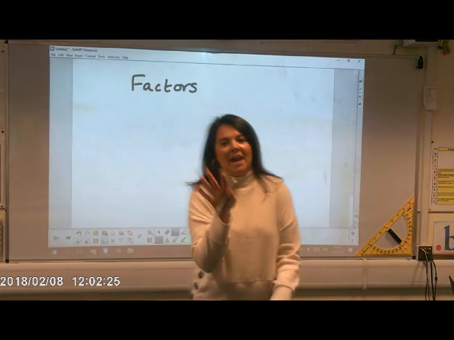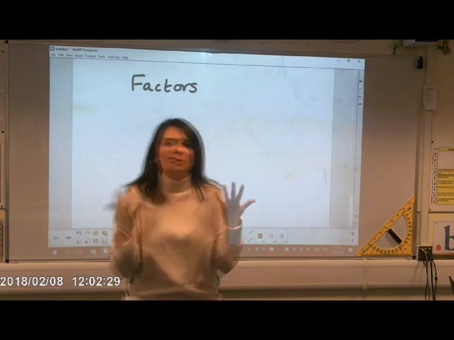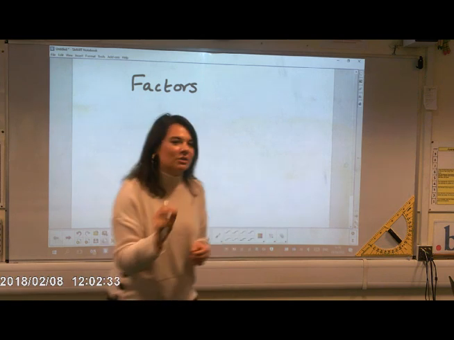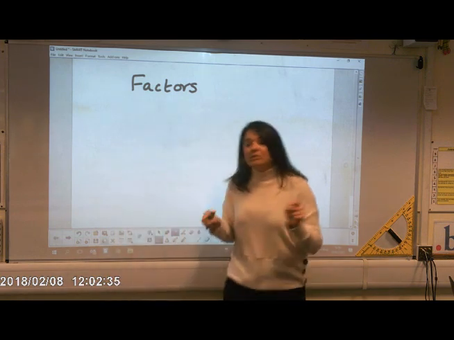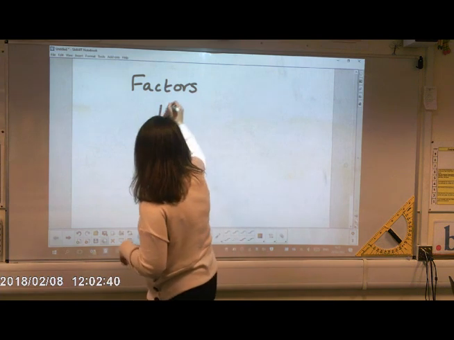We're going to start with factors, okay? So what is a factor? Can anyone name me a factor of 12? 7! 7 is incorrect. 7 is not a factor of 12. A factor of 12 is a number that will divide into that number. So we're thinking about 12.